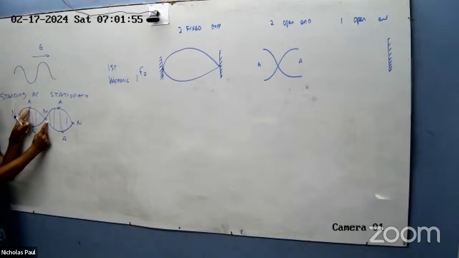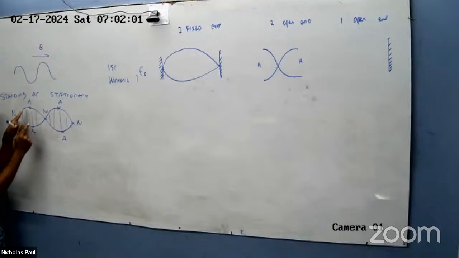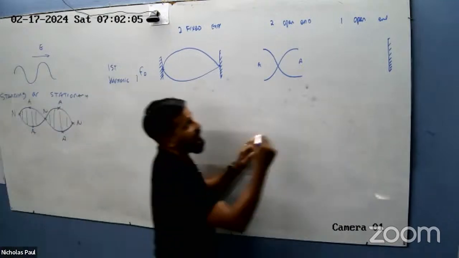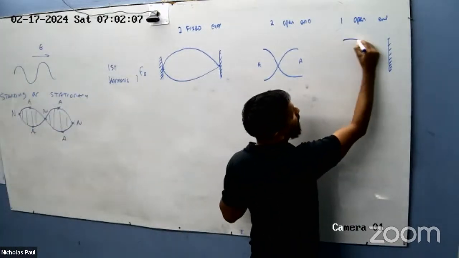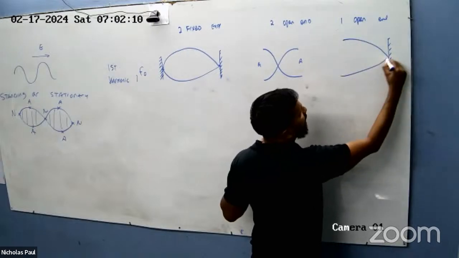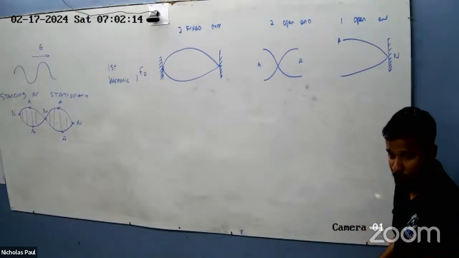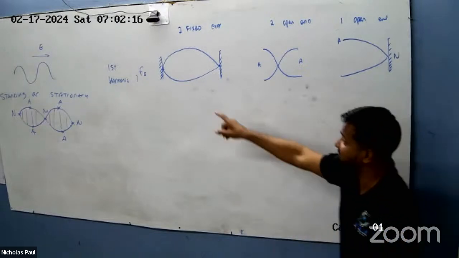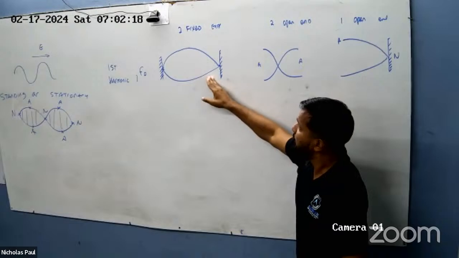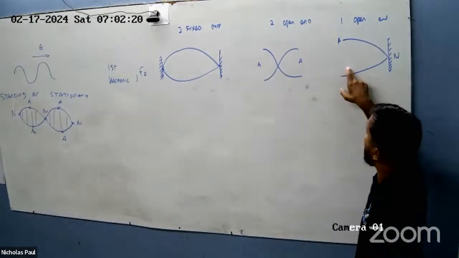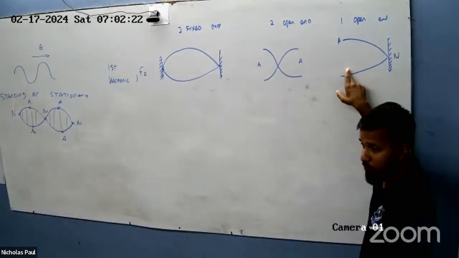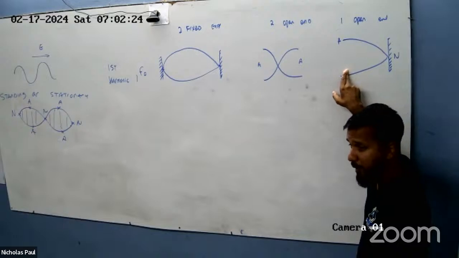The first antinode to antinode is a half. You see that? Yeah. And the first antinode to node is a quarter. So the wave will look like this. Antinode, node. That's okay? So this is your first harmonic for two fixed ends, two open ends, one end open. You okay with that? Yeah?